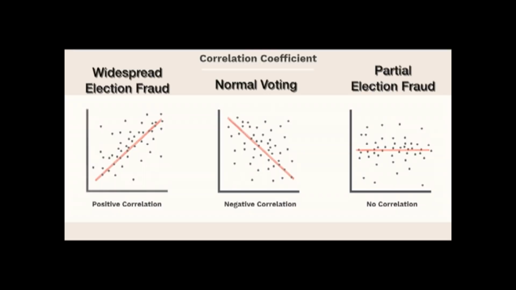So when you see a strong positive correlation, that means widespread election fraud. There's ballot stuffing and there's ballot theft going on in that area. When you see negative correlation, that's normal voting behavior. Because when one side gets more, the other side gets less, and when one side gets less, the other side gets more. Now, when you see a graph with not really any correlation, like you see over there on the 3rd graph, it means there's probably partial election fraud because normal voting behavior would be negative.